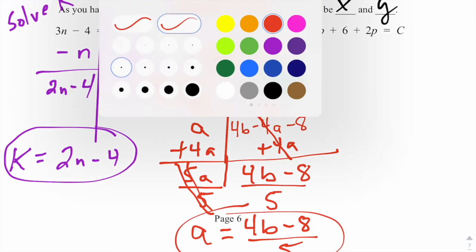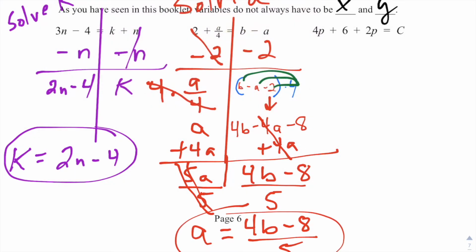All right, let's do the last one together real quick. Let me draw my balancing point, and I'm going to solve for p. So the first thing I want to do when I'm solving for p here is combine my like terms. So I want to combine this guy and this guy. All right, 4p plus 2p gives me 6p plus 6 on this side. And then over here, I still just have my c.